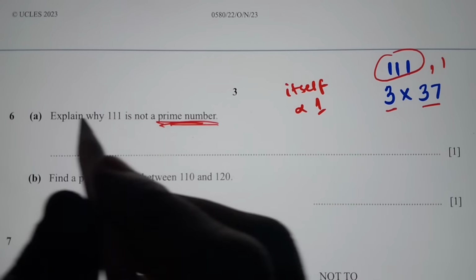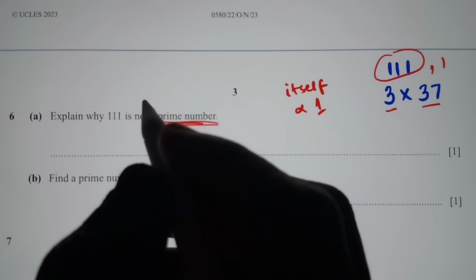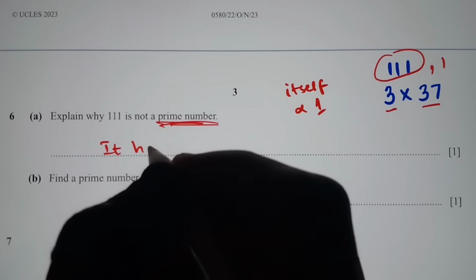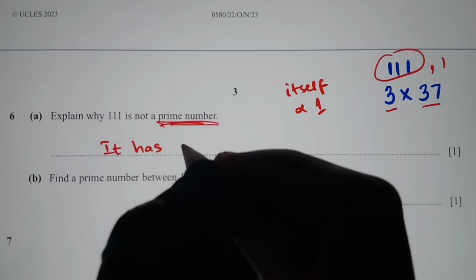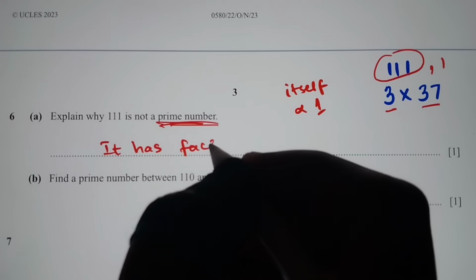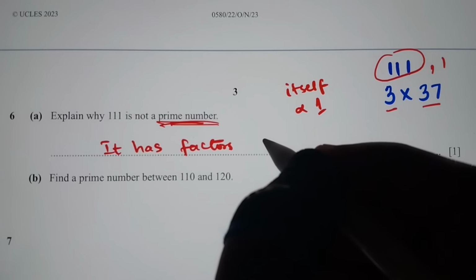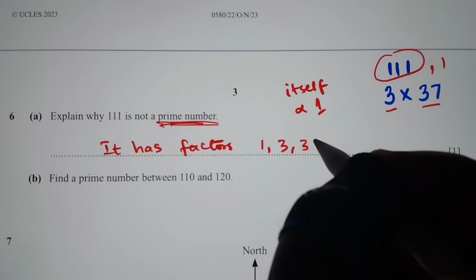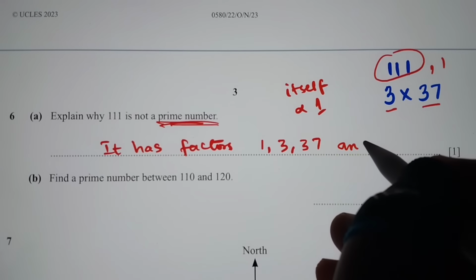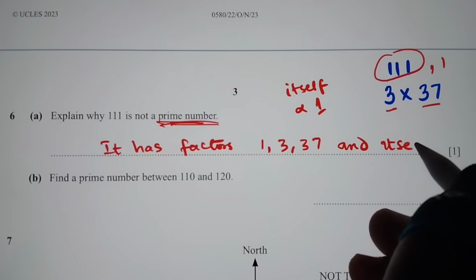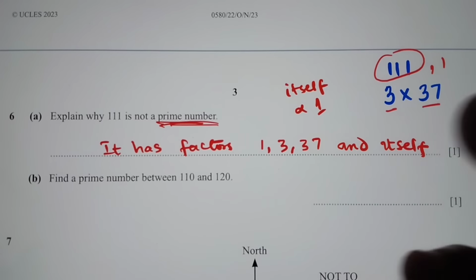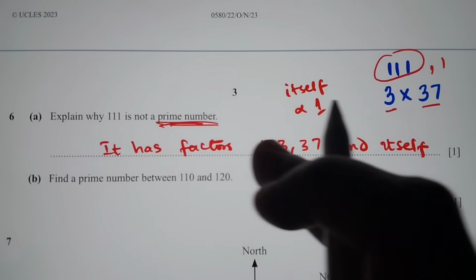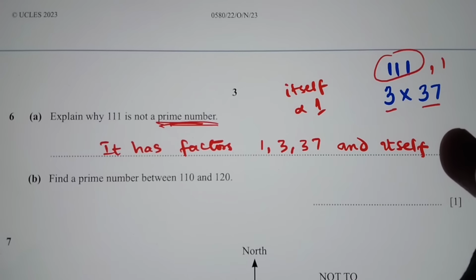So you can just simply say that it has 1, 3, 37 and itself. So this is one way to explain, or you can just say it has more than two factors. Just find a way to make sure that this idea is represented in your explanation.